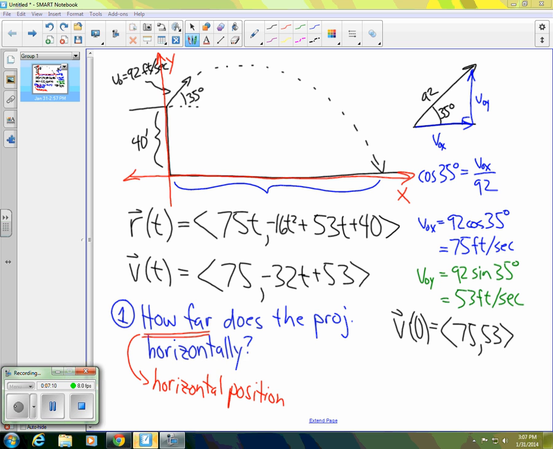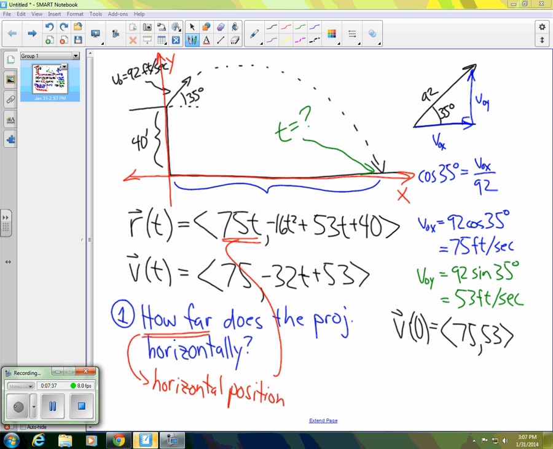So it's going to come from the horizontal component of position, the 75t. That's where we're going to get our answer. And the only question is, what do we put in for the time? Okay, so what we need to do is figure out what is the time when it hits the ground. So in other words, let's go over here. I'm looking at where it hits the ground, and the question is, what is the time then?